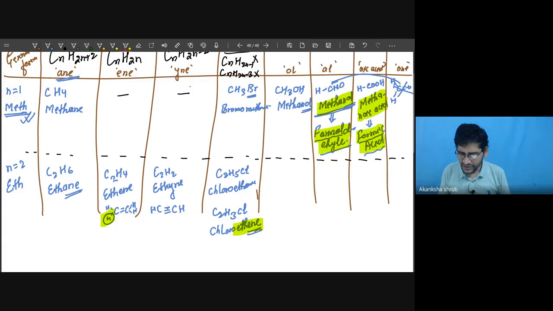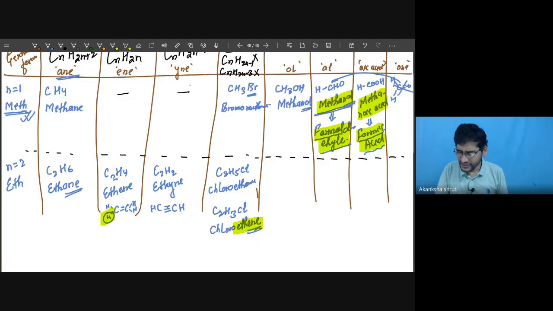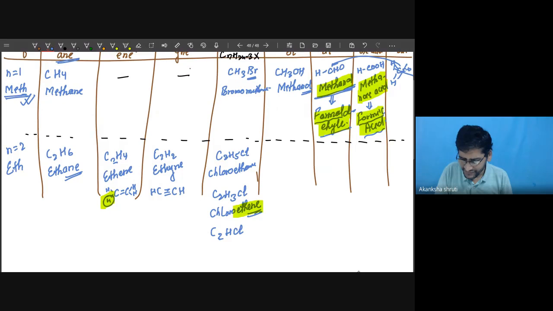Coming to this, if it is C2HCl, then it becomes chloroethyne. Okay, it is like that one. Let me write that one also. C2H2, so H and Cl, it becomes chloroethyne, YNE. Are you getting it? So this is the way of applying the rule. I want you people to just learn how to write and how to apply.